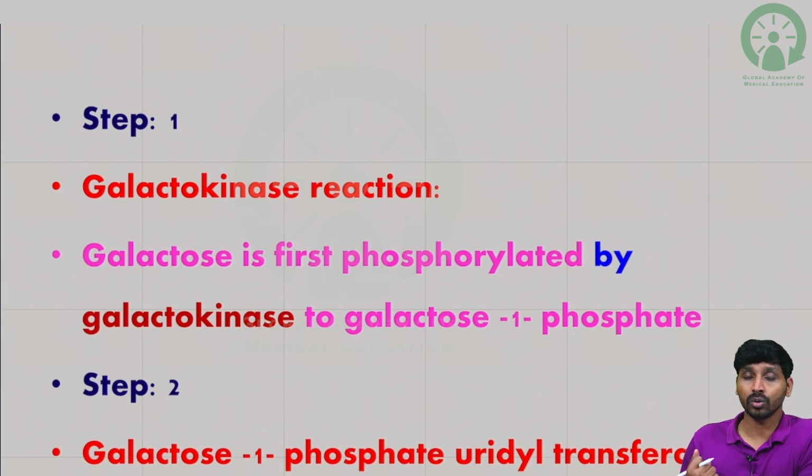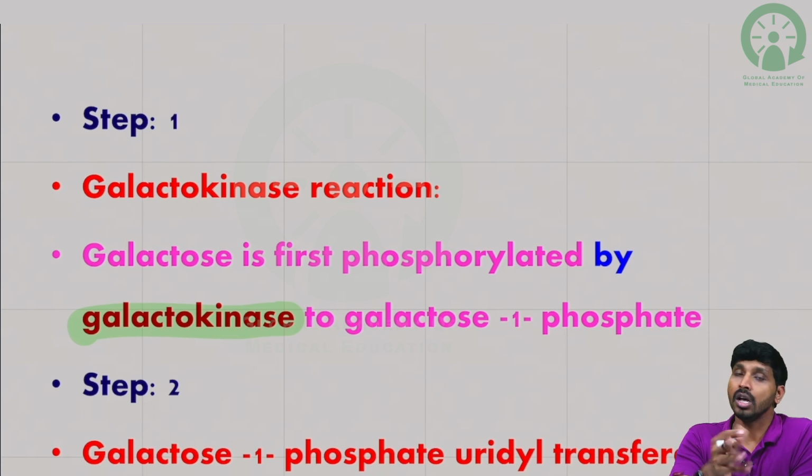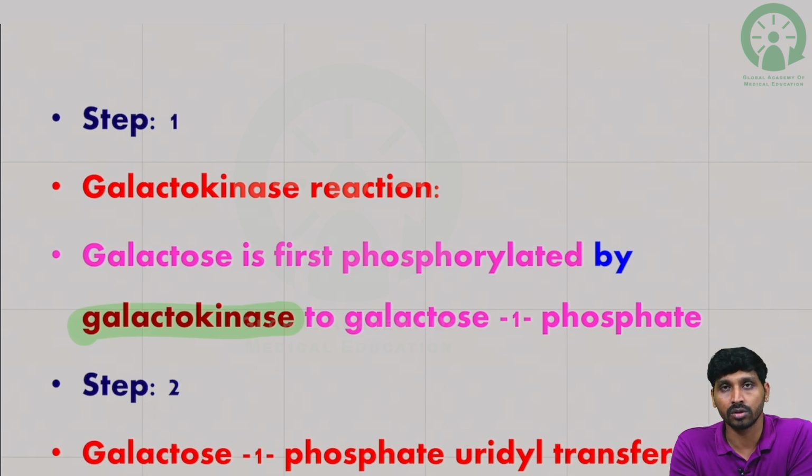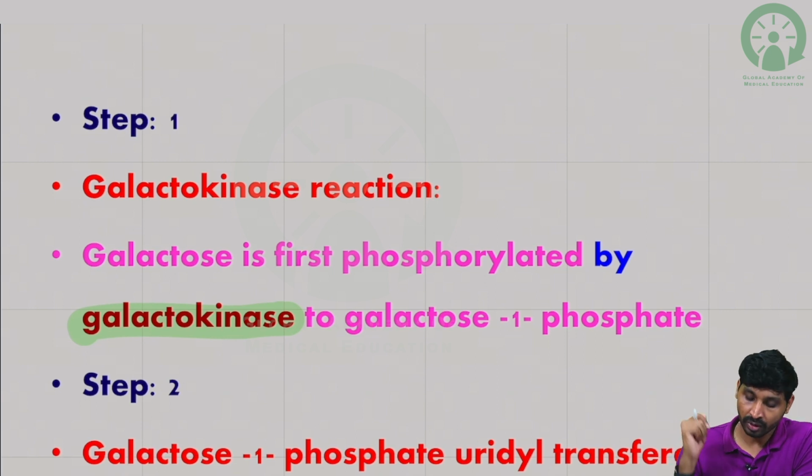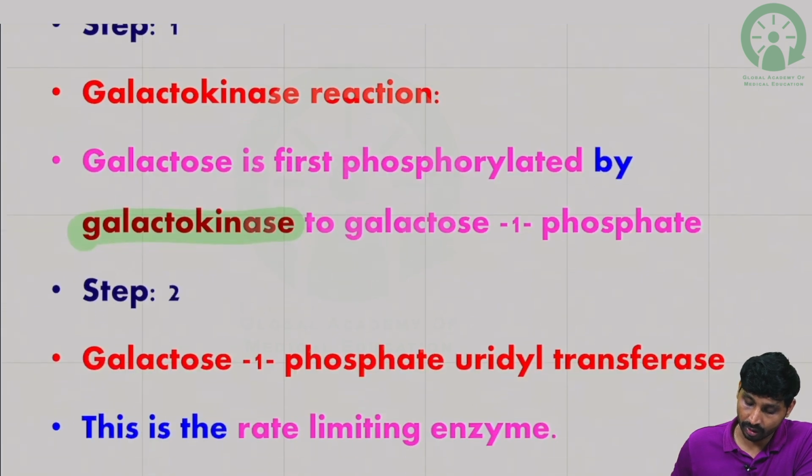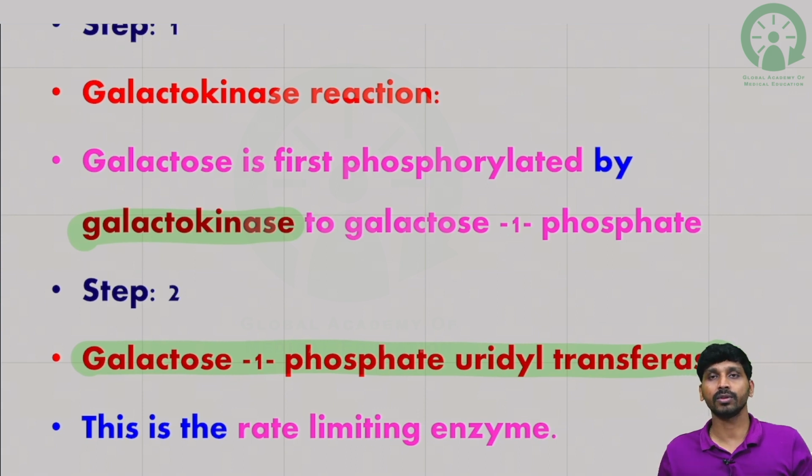First, how galactose is metabolized. Galactose is first phosphorylated by galactokinase to galactose 1-phosphate, similar to how glucose forms glucose 6-phosphate. Glucose and galactose are both 6-carbon compounds, both aldohexoses. So glucokinase phosphorylates glucose, and galactokinase phosphorylates galactose. Then galactose 1-phosphate uridyl transferase, a rate limiting enzyme in galactose metabolism, transfers galactose to UDP.